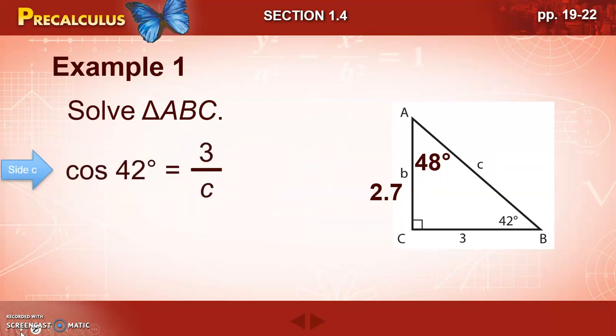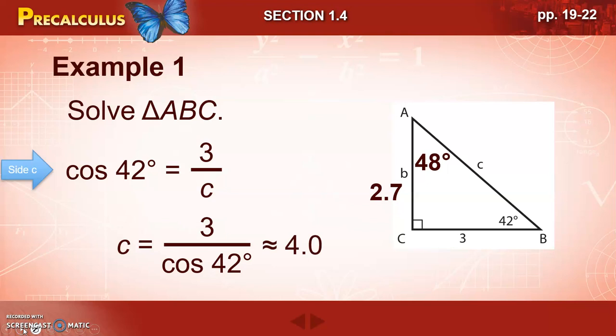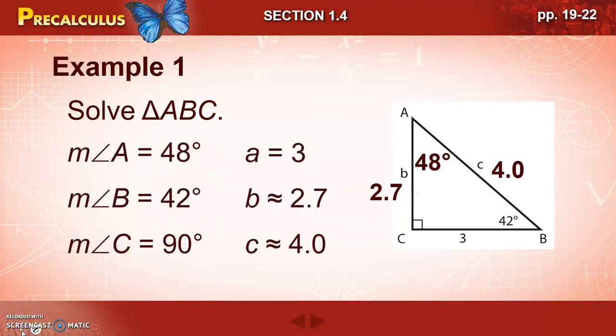We can use sine, we can use cosine. We're going to do the cosine of 42. And that's going to give us the ratio of 3 over c, or adjacent over hypotenuse. And solving for c, we get approximately 4. And that right triangle has been solved. All 3 sides, all 3 angles. So there is our final answer: 48, 42, 90, 3, approximately 2.7, and approximately 4.